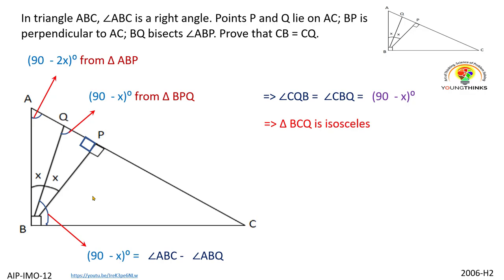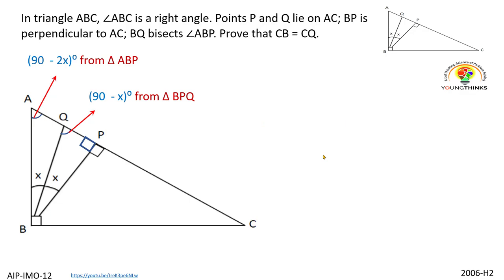Did we go around in a bit of a circle? CB and CQ are equal, so that's all fine, BCQ is basically isosceles. This side and that side are equal, and CB is equal to CQ. That's what you're supposed to prove. Now, I think we just went around a circle. So there's something which we missed out. I'll go back a bit.